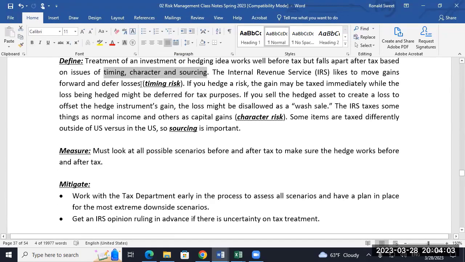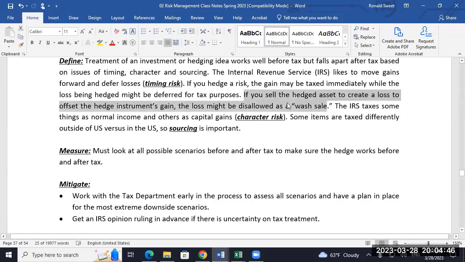The timing risk is probably the worst one because the IRS likes to move gains forward and likes to defer losses. And they do that a lot, mainly because people have gamed the system in the past. And the IRS solution is, the way we'll stop people gaming is we'll just harm everybody. People that do things legitimately and the people that were gaming the system, they're both going to get destroyed. That's the way they do it. So if you hedge something, the gain part of that transaction might get taxed immediately, but on the loss, the other side, you may not be able to take the tax write-off. So that can cause a huge issue.